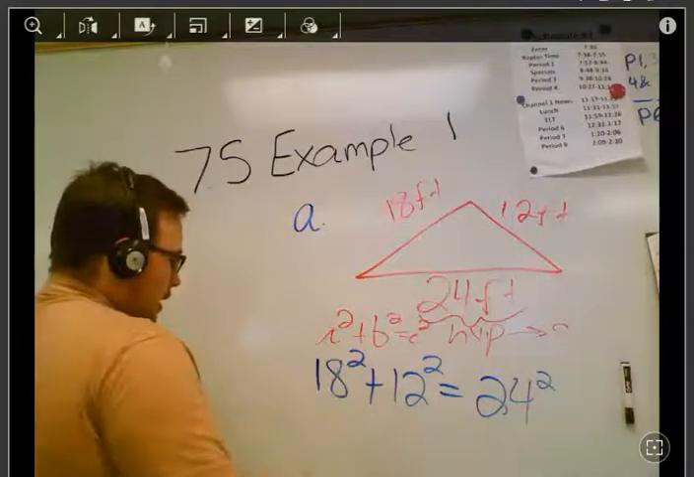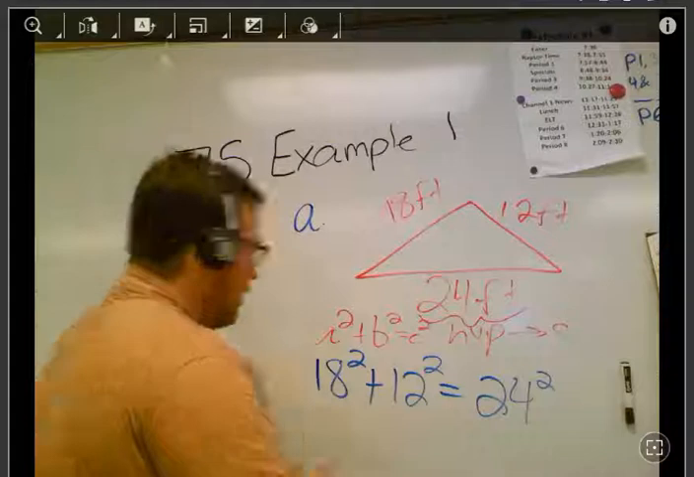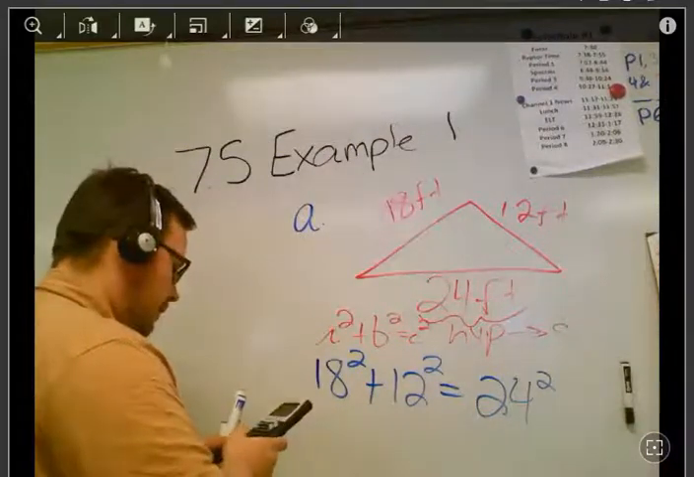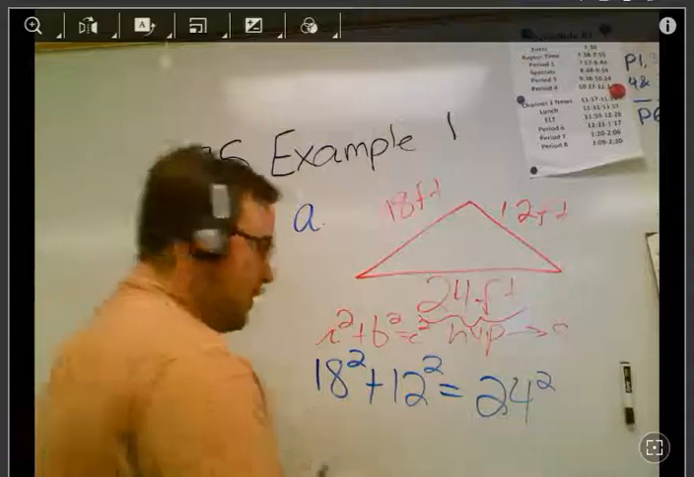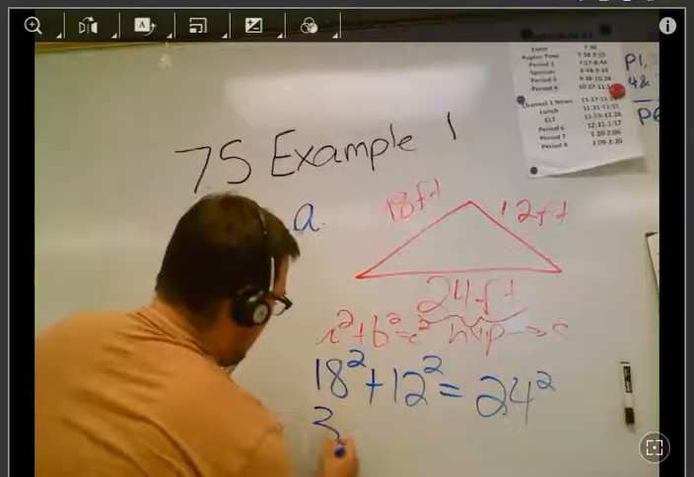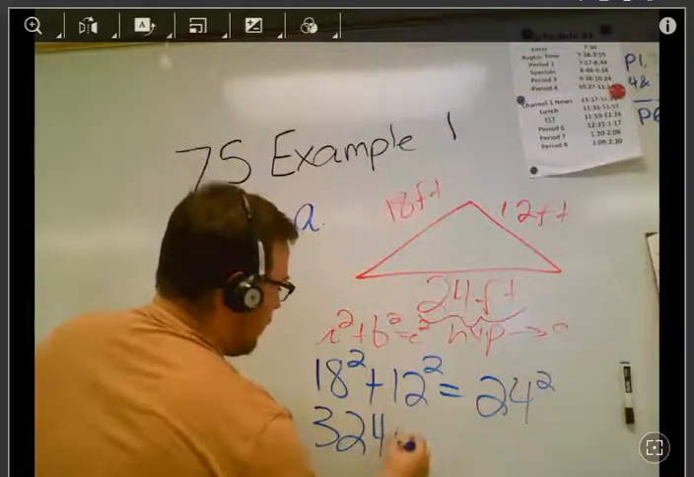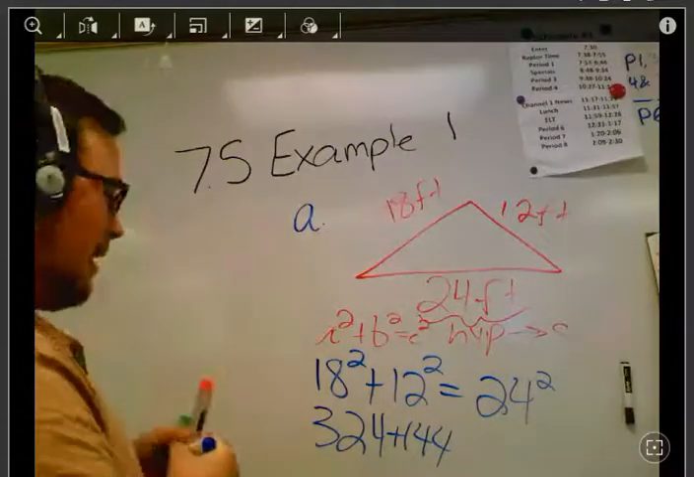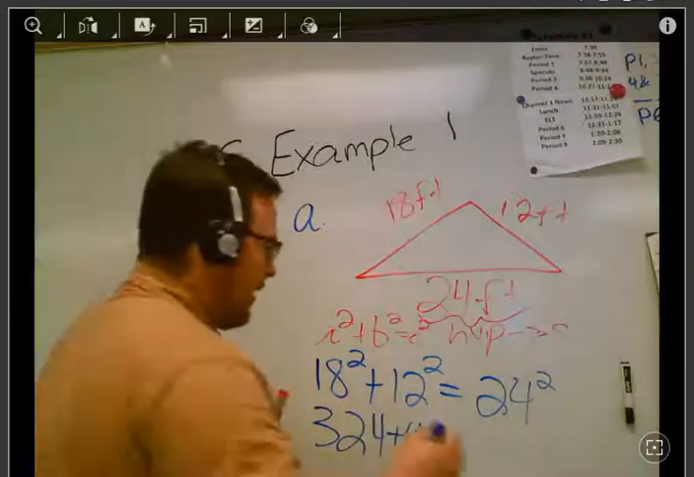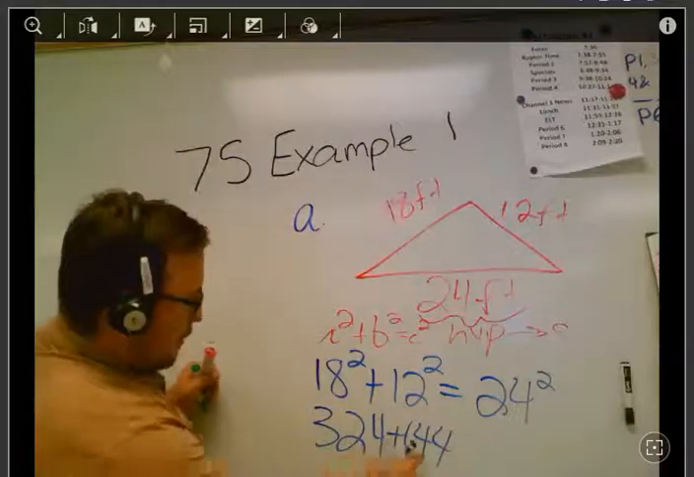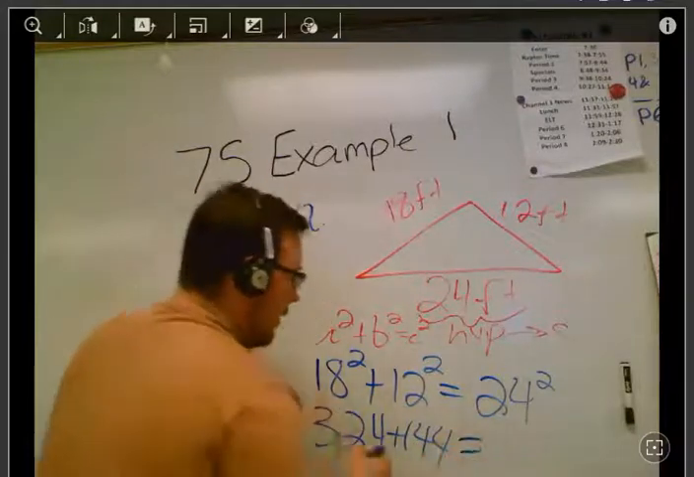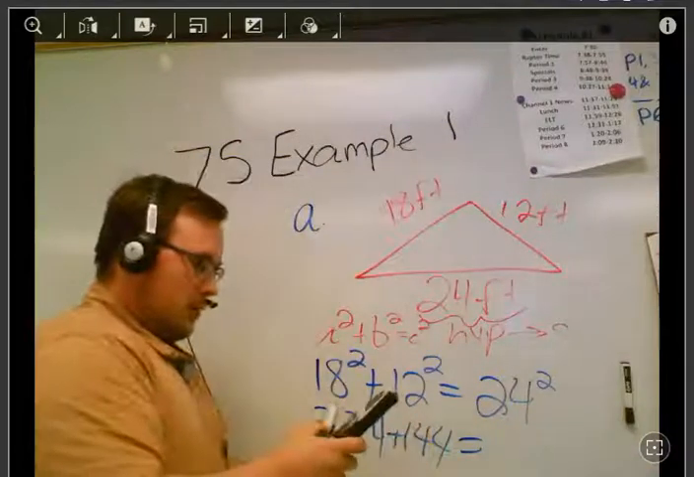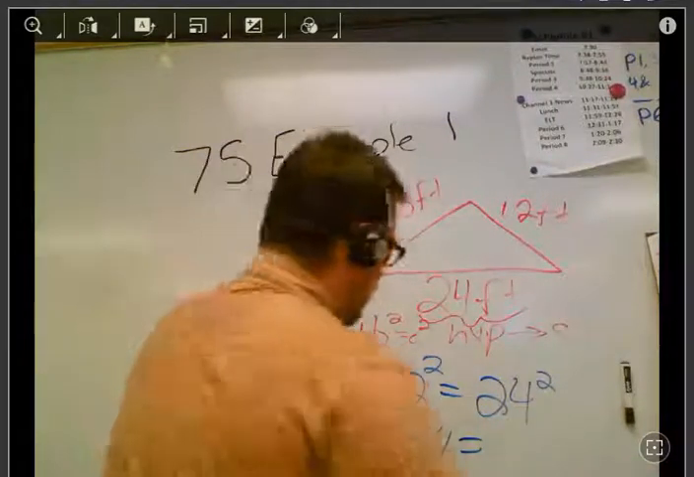So 18 squared. I think it might be 500. No, what am I thinking? 324. And then this is 144. I don't know why I thought it was 500. 20 times 20 is 400, and it's going to be less than that. It's a little bit goofy today. So we got 324 plus 144 equals, let's see what 24 squared is. I forget. 24 squared is 576.